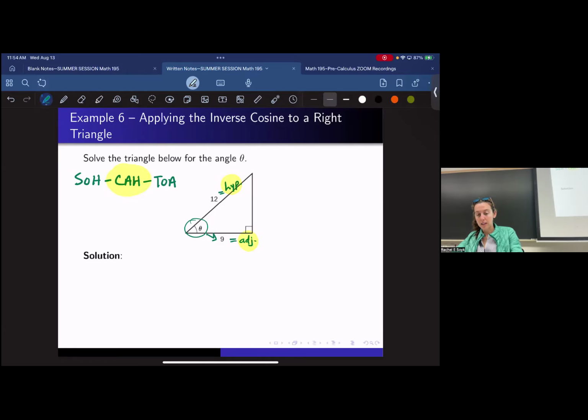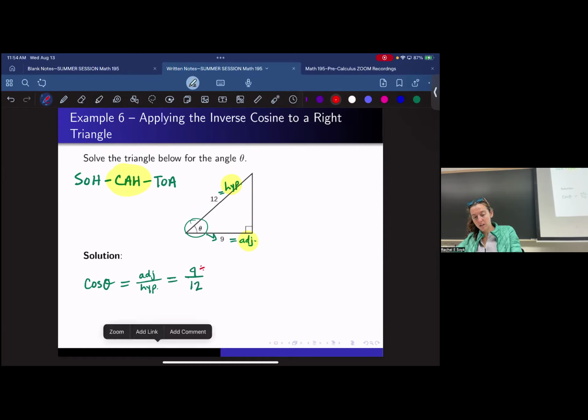Yeah. So we can set up cosine of theta is equal to our adjacent over our hypotenuse, which is just 9/12. And we can simplify 9/12, right? Can't we divide the top and bottom by 3? Yeah. So we get cosine of theta is equal to 3/4, which means what's our theta?